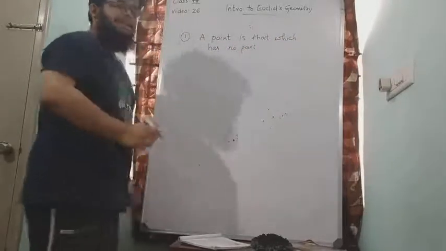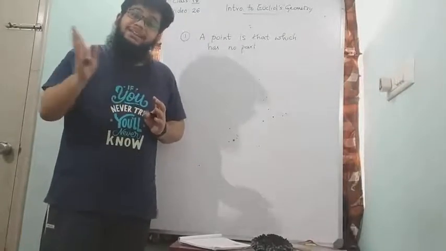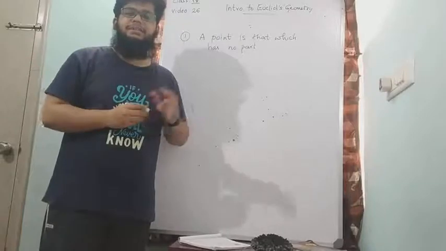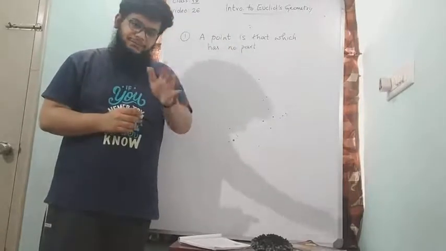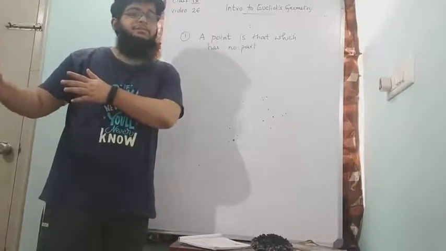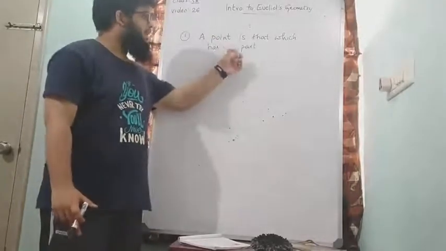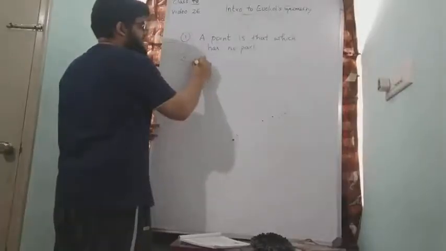What does it mean? It means that points have no dimensions. The point cannot be divided further into anything. For example, if I have any solid, it can be divided into surfaces, that can be separated into edges, then it can be separated into points. But after points there is nothing, so a point has no part. Second is a line is breadthless length.